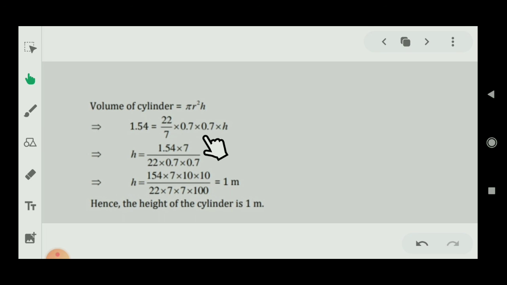Now students, we have to put the formula, that is volume of cylinder is equal to pi r square h. Volume of cylinder is given 1.54, pi's value is 22 upon 7, r's value is 0.7, and we have to find out the height of the cylinder, and after solving it, its value is 1 meter. So in the last we can say the height of the cylinder is 1 meter.